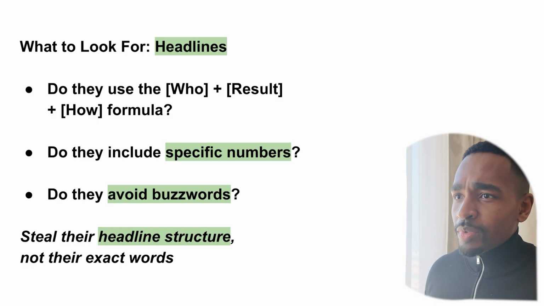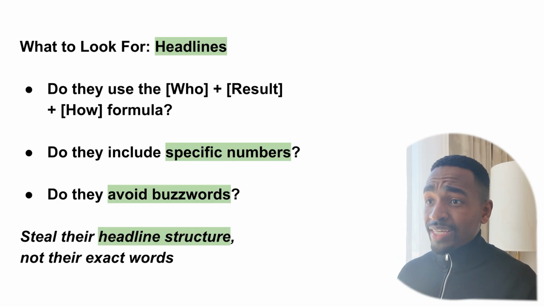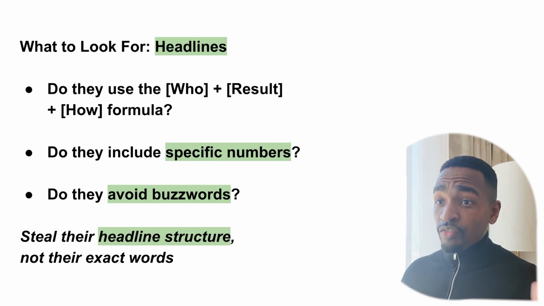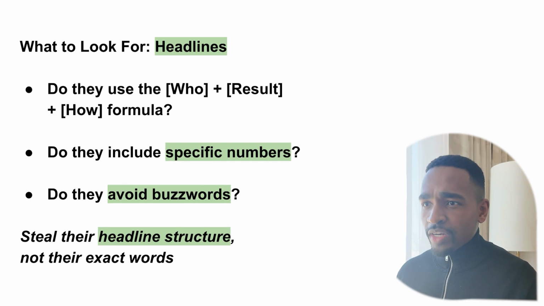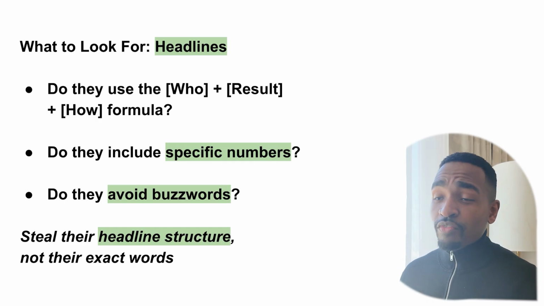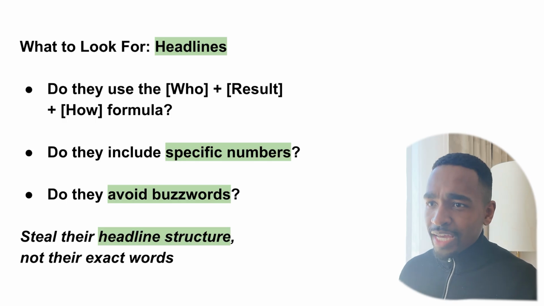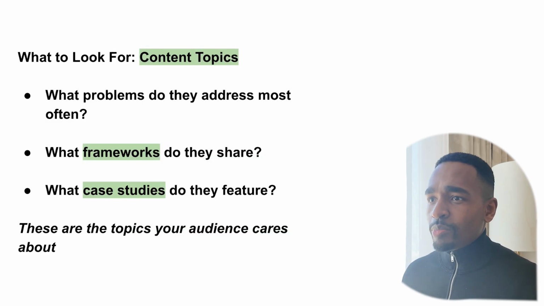So I do want to tell you something to specifically look out for. The first thing is headlines, right? Do your competitors use the who plus result plus how formula, right? Do they include specific numbers? Do they avoid buzzwords? If all of your top competitors have clear outcome focused headlines, that's a signal. You want to do the same or do something similar, right?